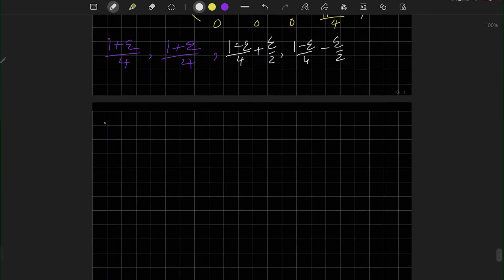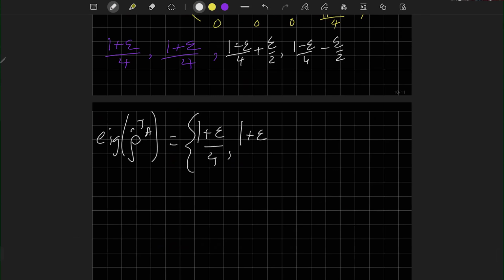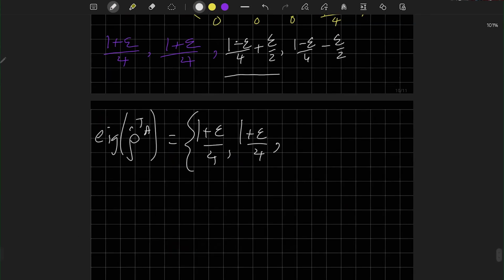So the eigenvalues of rho transposed are 1 plus epsilon over 4, 1 plus epsilon over 4, which is always positive. This thing is, again, I think 1 plus epsilon over 4, whereas this object here is 1 minus 3 epsilon over 4. Correct? So these are the 4 eigenvalues of the partially transposed matrix.